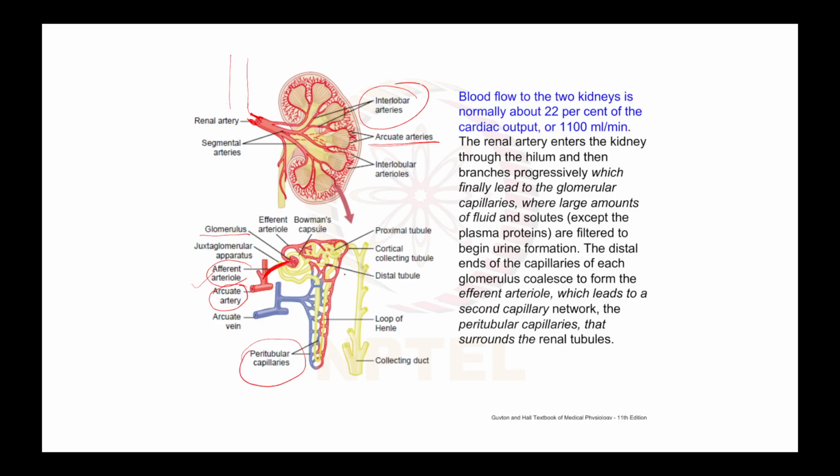From the Bowman's capsule the filtrate goes to the proximal convoluted tubule. Then we have the loop of Henle, and then the distal convoluted tubule, where reabsorption and secretion take place. Then it all goes to a collecting duct. All these collecting ducts open and pour the filtrate into the ureter.